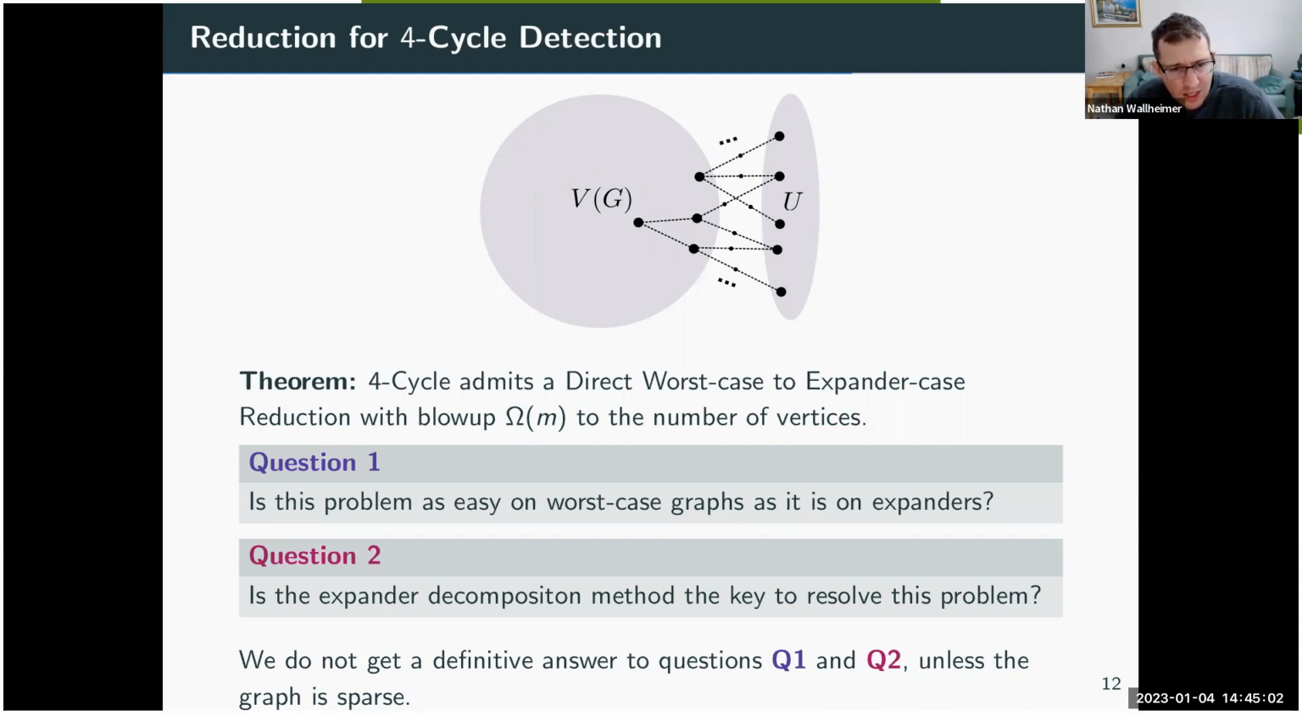So we don't really get a definitive answer to question 1, because it is possible that we can solve a problem on expanders slightly faster on dense, let's say on dense graphs, and it will not tell us anything about the complexity on general graphs. And again, that also doesn't mean anything about whether the expander decomposition method will help us to resolve this problem.